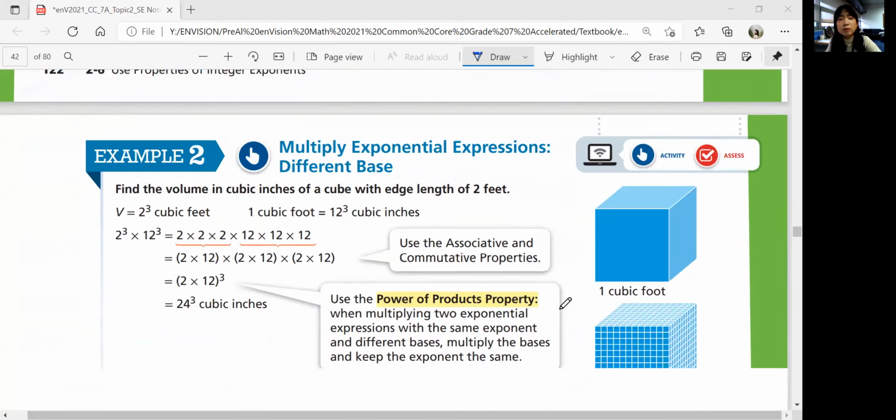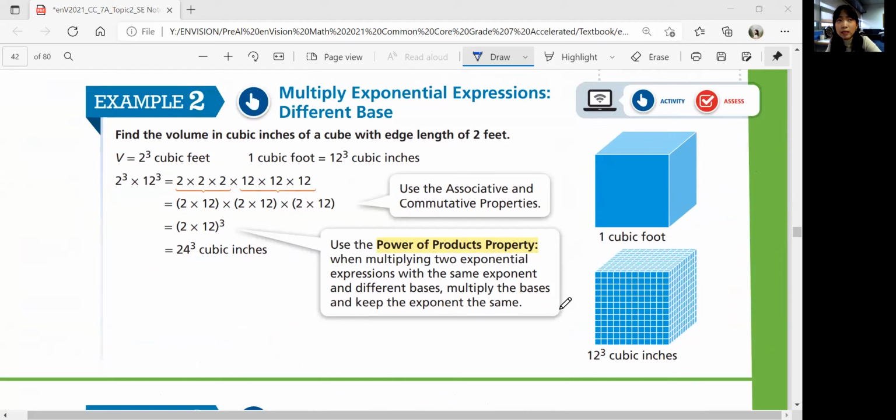All right, let's move on to example 2. Multiply exponential expressions, different base. Find the volume in cubic inches of a cube with edge length of 2 feet. Okay, volume is 2 to the 3rd cubic feet because volume is equal to side cubed, right? So 1 cubic foot is equal to 12 cubed cubic inches. Does that make sense? Because 1 foot is equivalent to 12 inches.